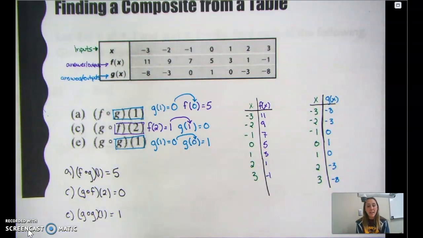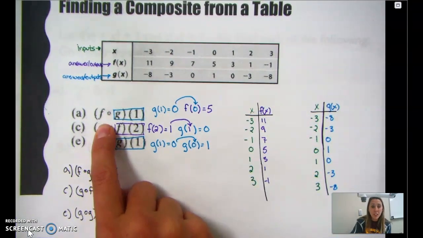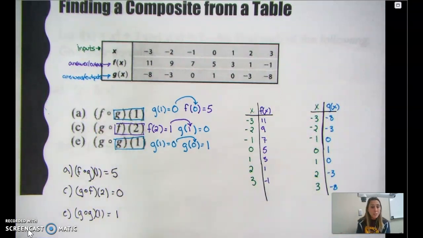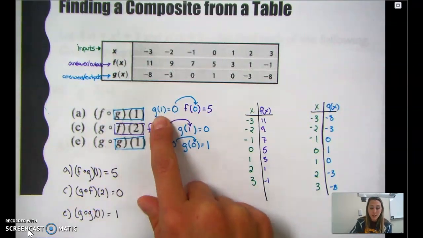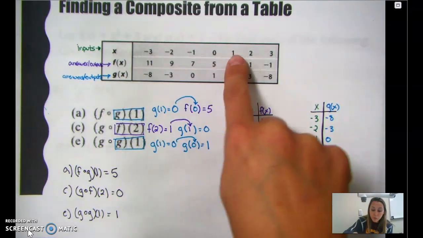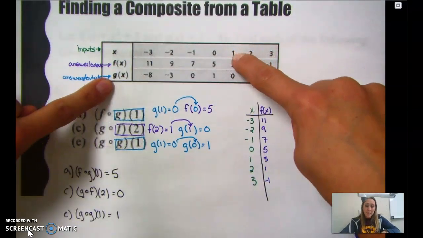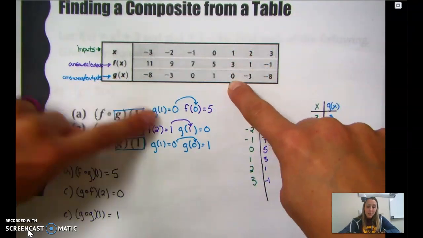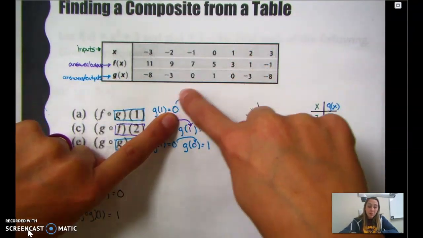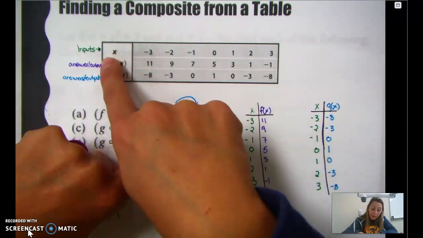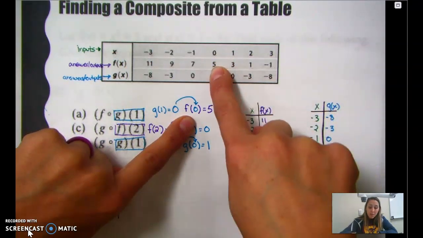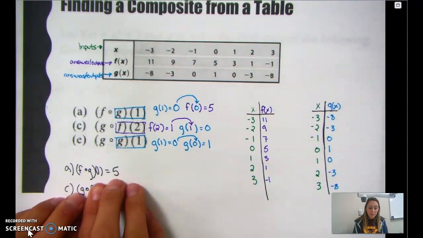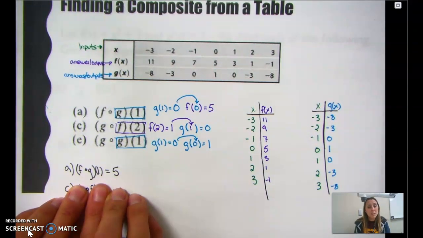So the first thing I had you do was find f of g of 1. The first thing we always do is find the answer for the one closest to the input, which is g. So g of 1. Well, if I go up here, my input is 1. I go to the third row because that's my g function, and I come down here, and my answer is 0. Now that's my new input, and I'm going to put it inside the f function. So I go back up here, I go to 0. My f function is in the second row, so I go down, and my answer is 5. So the answer of f of g of 1 is 5.